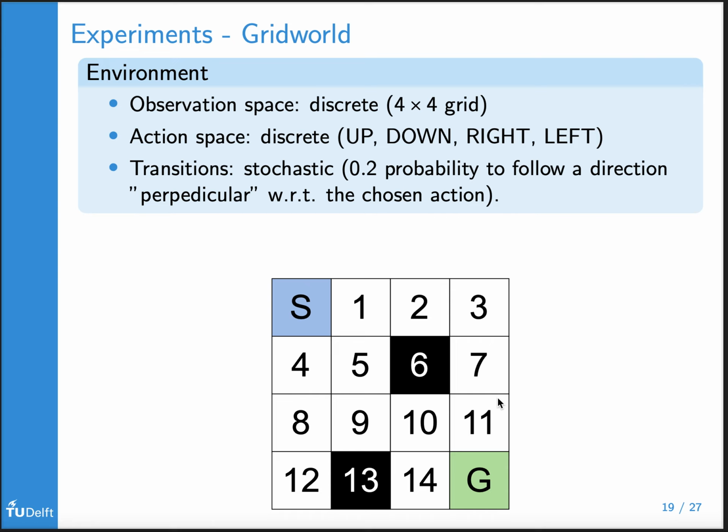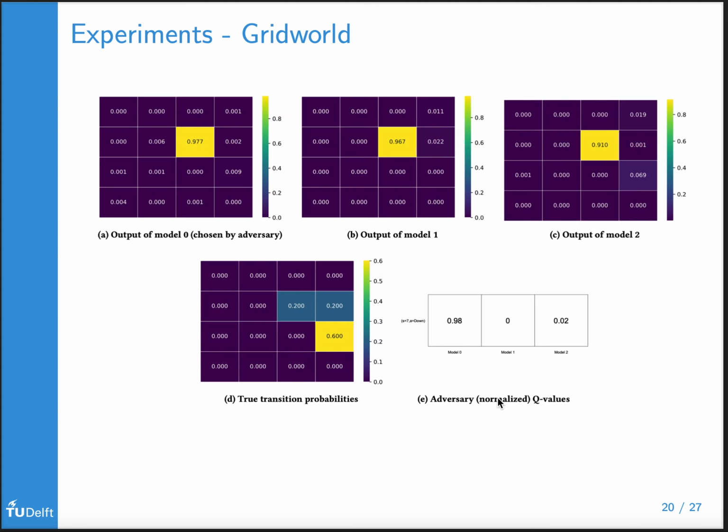We performed experiments in the grid board environment using the tabular method described before. A graphic representation is provided on this slide of the environment. The agent must reach the goal state from the starting point without falling into holes on the ground, which are the black tiles in this case. So using a tabular method allowed us to observe more in-depth the choices of the adversary. Here we can see the transition probability distribution approximated by the models in the ensemble, which in this case were three, in the figures A, B, and C. We see that none of these accurately represent the true one in figure D.